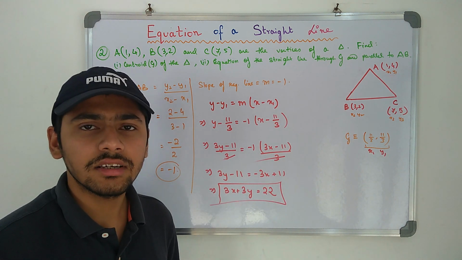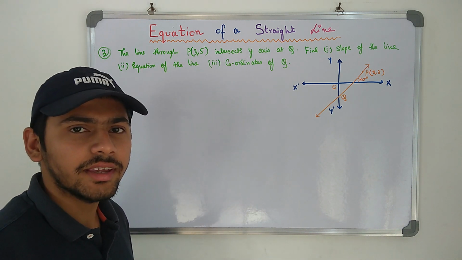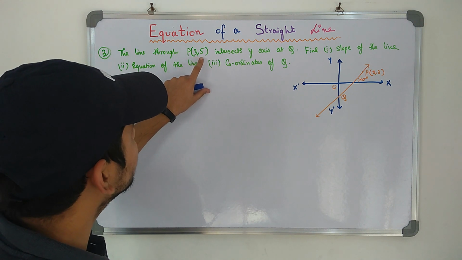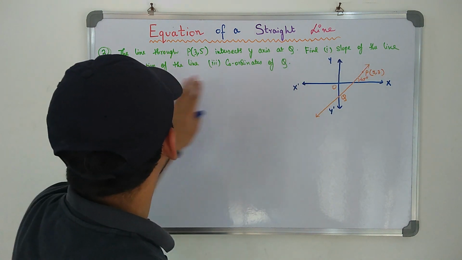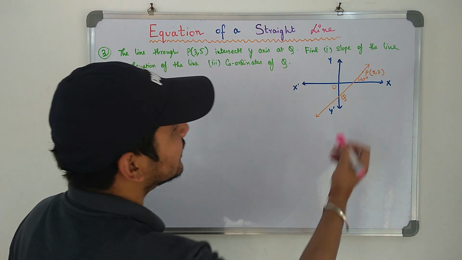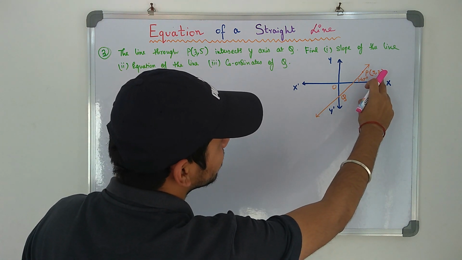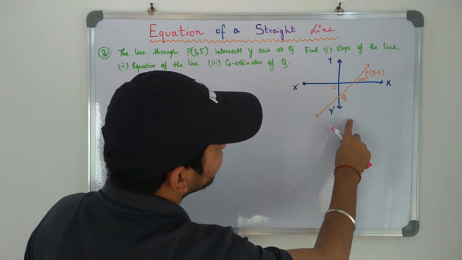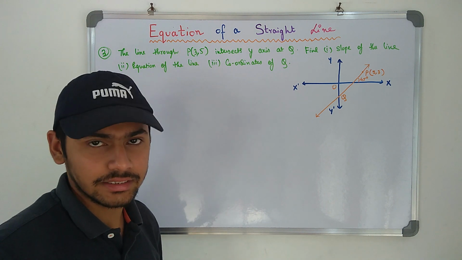Now we'll move on to the next question. Moving on, we have number 3. The line through P(5, 3) intersects the y-axis at Q. You have to find number 1, the slope of the line, number 2, the equation of the line, and number 3, the coordinates of Q. We can see that this is the required line. It is passing through P(5, 3). It is intersecting the y-axis at Q, and the angle of inclination 45 degrees is also given. This diagram is included in the question.